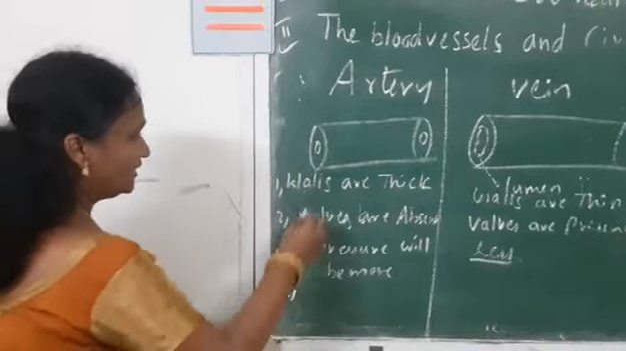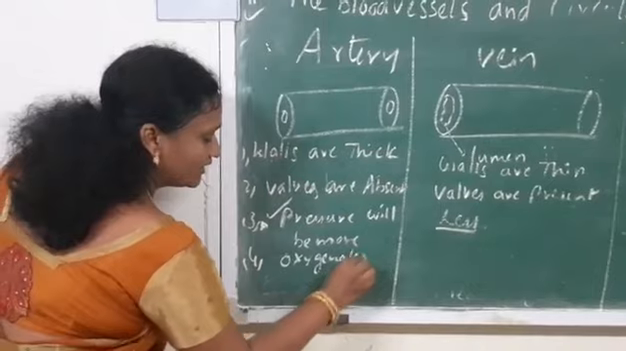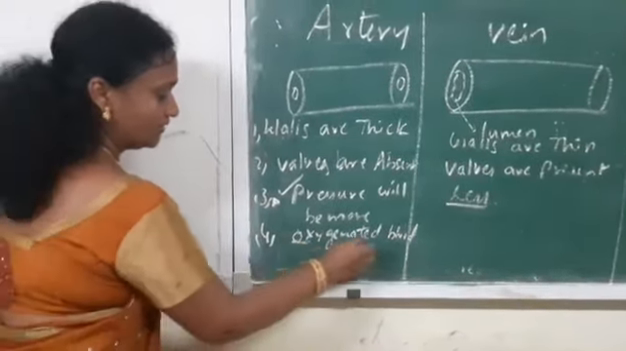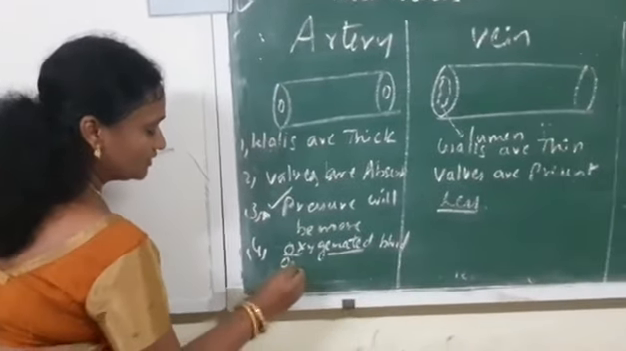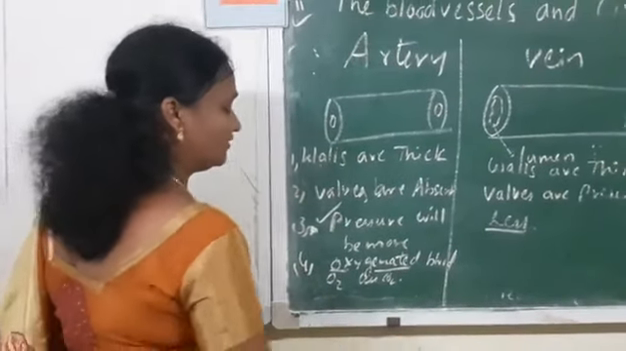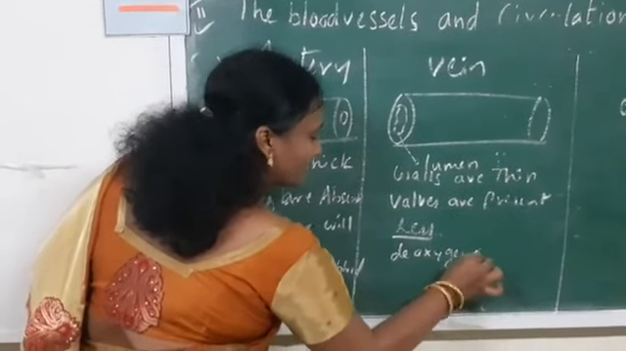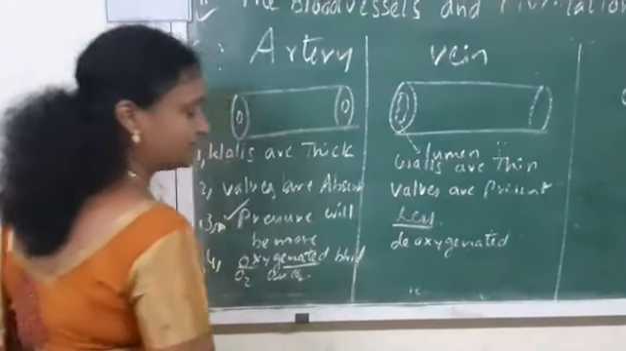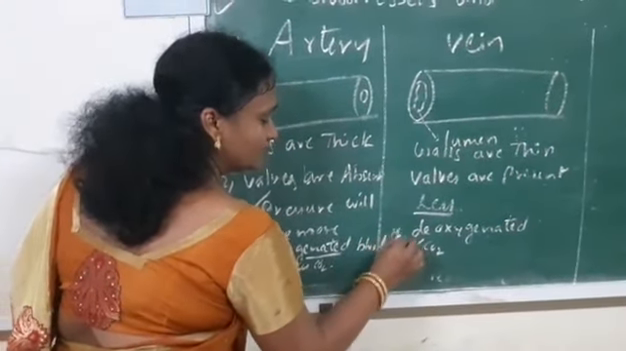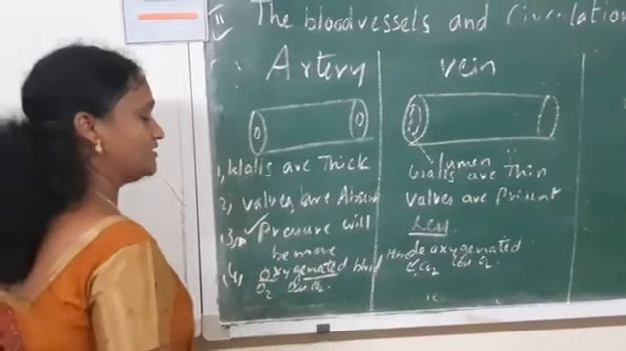Next, all arteries carry oxygenated blood. That is pure blood. Which blood do we call oxygenated blood? The blood which contains more oxygen and less carbon dioxide. That blood is called oxygenated blood. These veins will be carrying deoxygenated blood. All the veins carry deoxygenated blood. That is nothing but blood that contains more carbon dioxide and less oxygen, the impure blood, which is called deoxygenated blood.